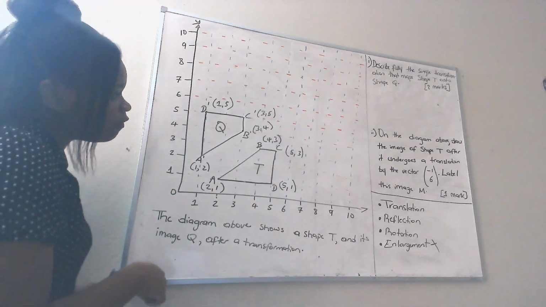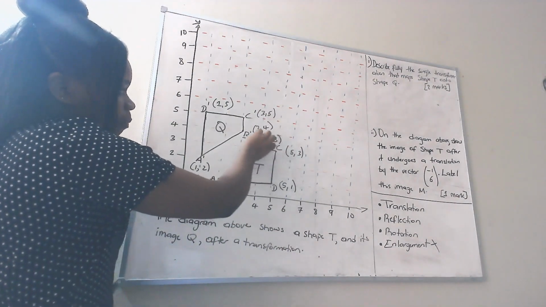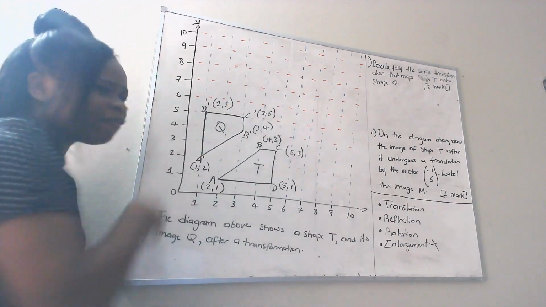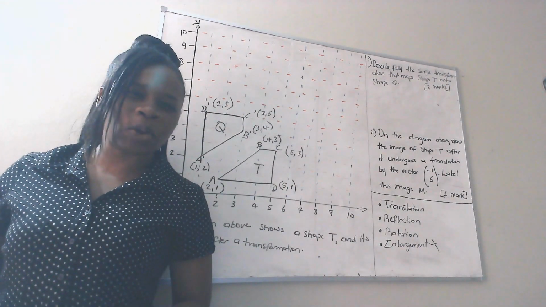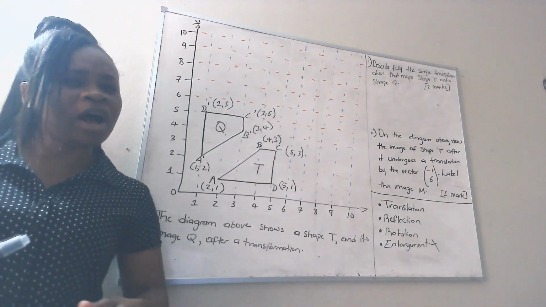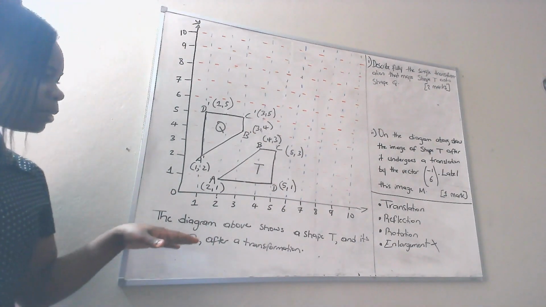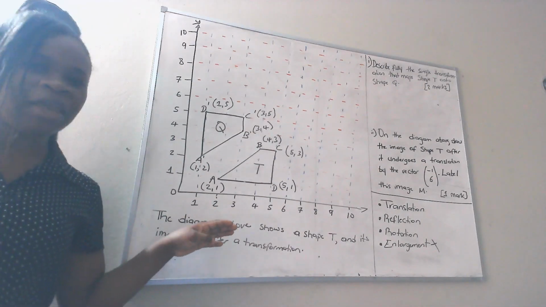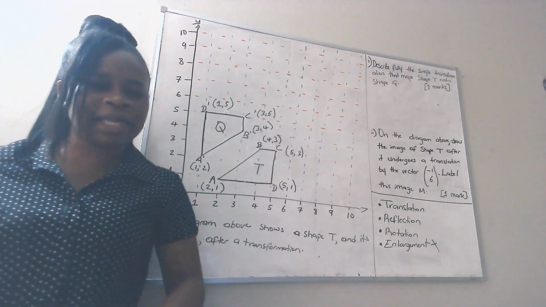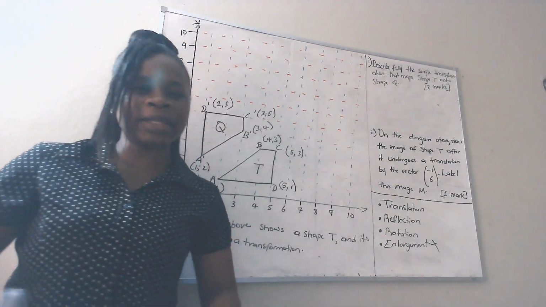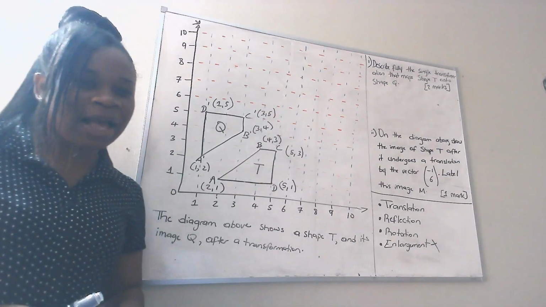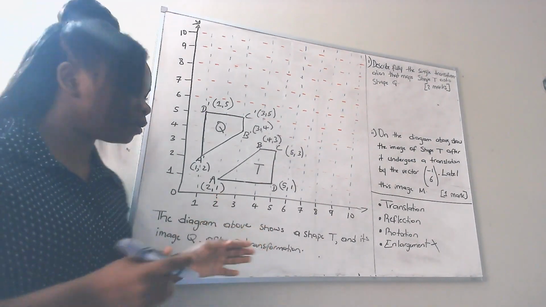So yes, the coordinates of B are 4, 3, B prime 3, 4. Look at C, 5, 3, C prime 3, 5. What do you notice that's going on? It seems like they are reversed: the coordinates of the shape T are the reverse of the coordinates of the shape Q. So if I have a point on T that's 3, 1, that same point on Q is going to be 1, 3.